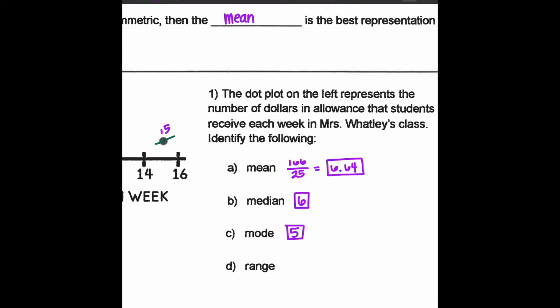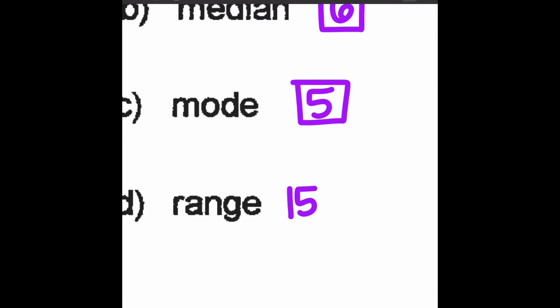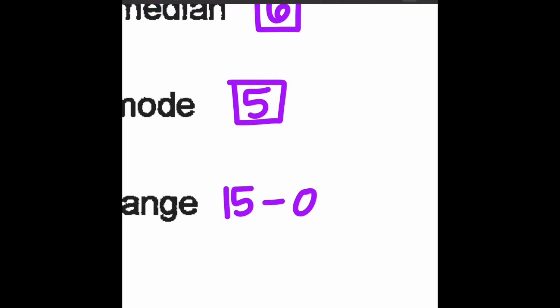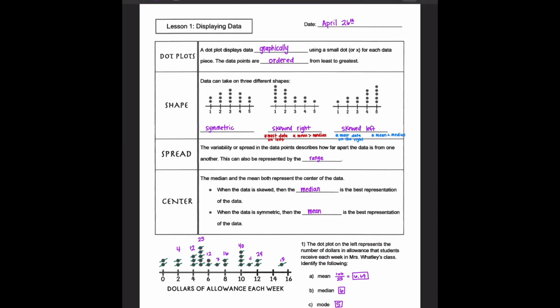And finally, the range. The range is how spread out the data is. So I take the biggest data point, 15, and I subtract from it the very smallest, which is 0. 15 minus 0 is 15. So that is our range.